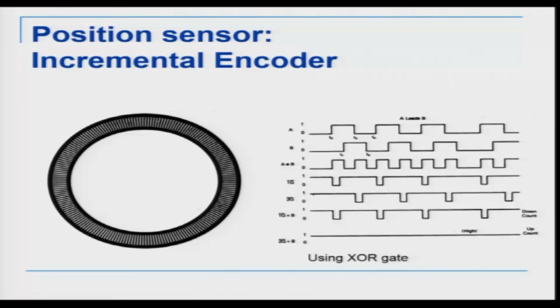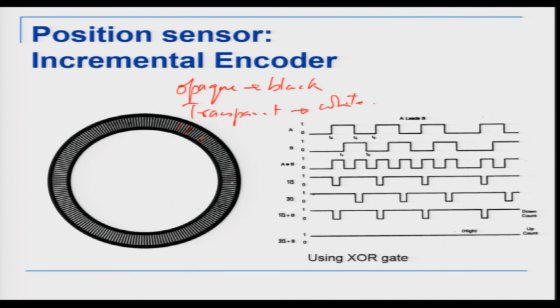The second kind of position sensor, which is very commonly used, is the encoder, and the working of it is also very, very simple. We have a ring which has slots in between. You can visualize this. The black parts are opaque, and the transparent parts are white. You can see this, right.